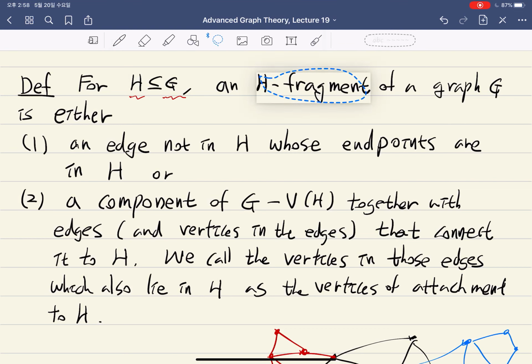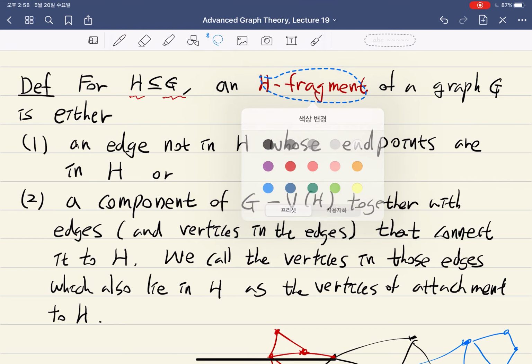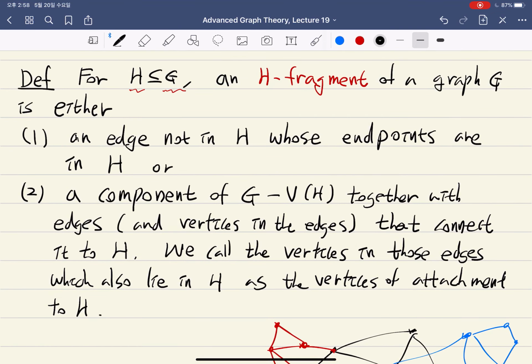And we define an H fragment as follows. It's either an edge which is not in H, whose endpoints are in H, or a component of G minus the vertices of H, together with the edges which connect H and the component, and the vertices in those edges.